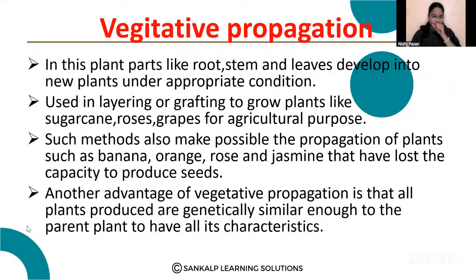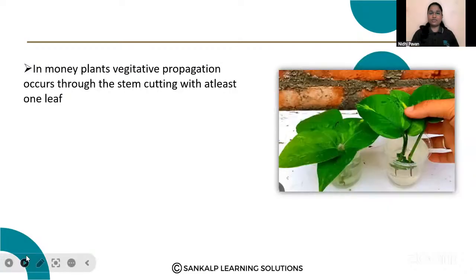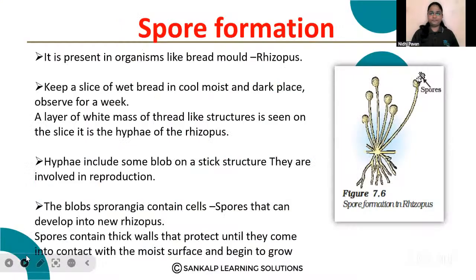So as I said, potato tuber has buds. If you keep this potato for several days at your home, the buds will develop. Just take that section, cut that part, and sow it in the soil. The plant will grow if the soil conditions are good. Okay, then this is about vegetative propagation and asexual reproduction.